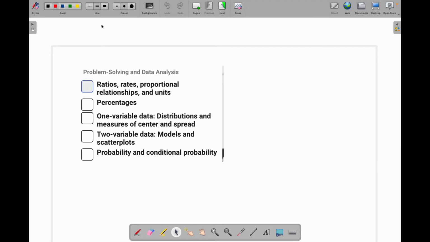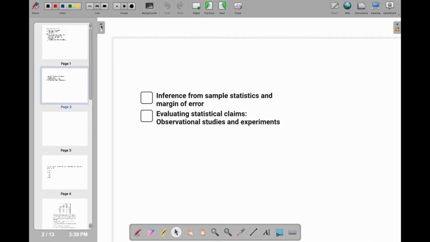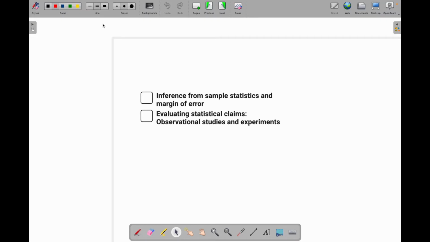Today we're going to be going over the third section of the SAT Math, problem solving and data analysis. These are 5 of the topics: ratios, rates, proportional relationships and units, percentages, 1 variable data distributions and measures of center and spread, 2 variable data, models and scatter plots, probability and conditional probability. Then there's actually 2 more, which are inferences from margin of error and evaluating statistical claims.